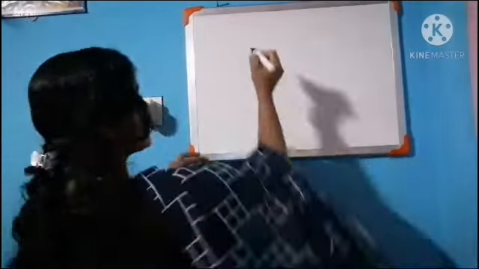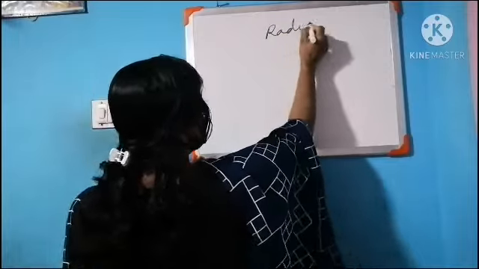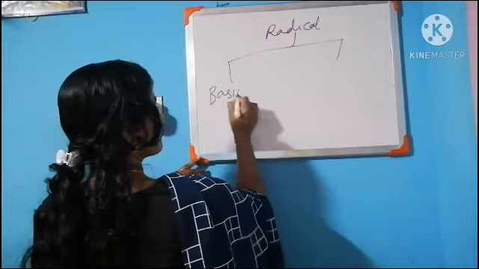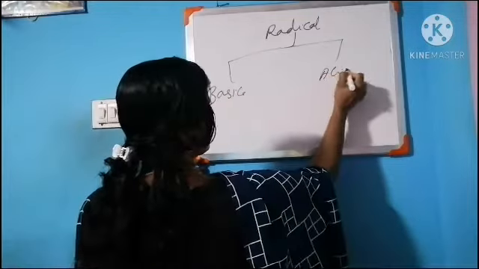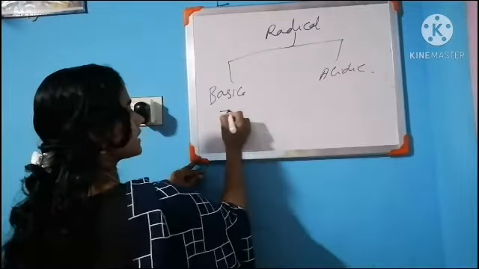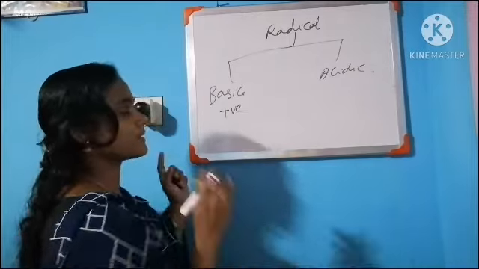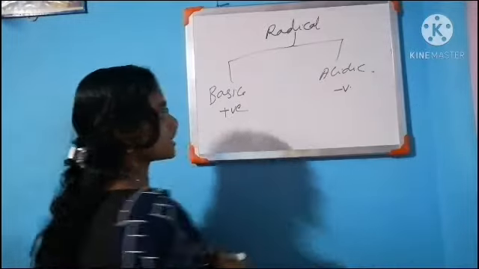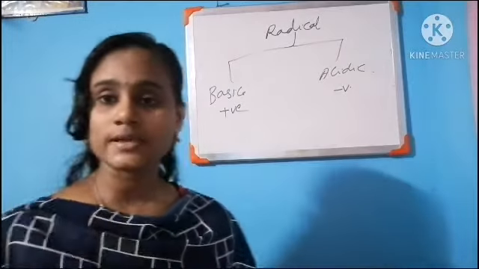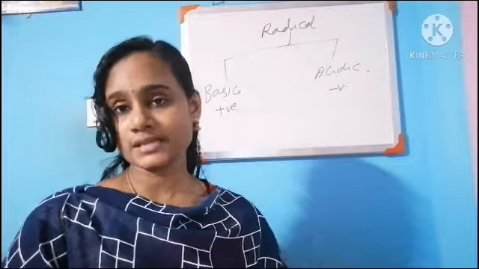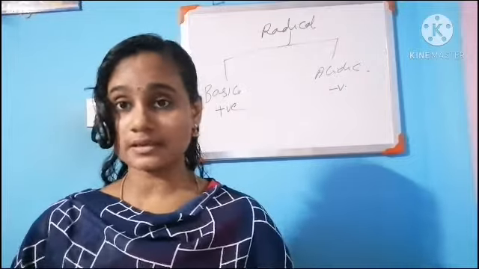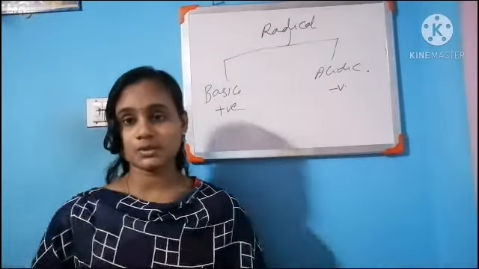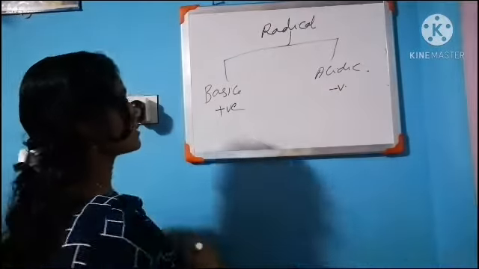I told you radicals are divided into two: basic radical and acidic radical. The basic radical always has a positive charge, and the acidic radical always has a negative charge. So, one more thing.